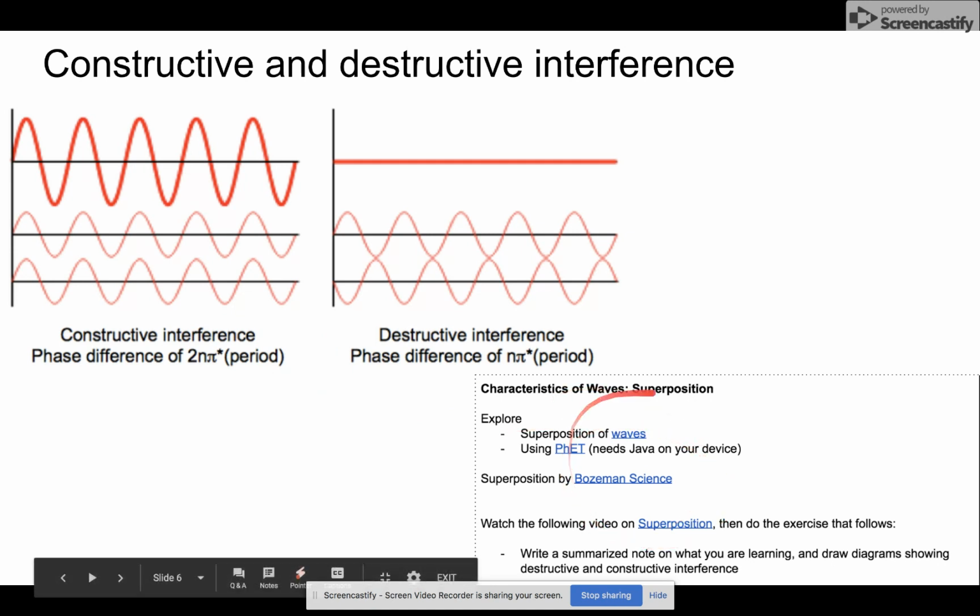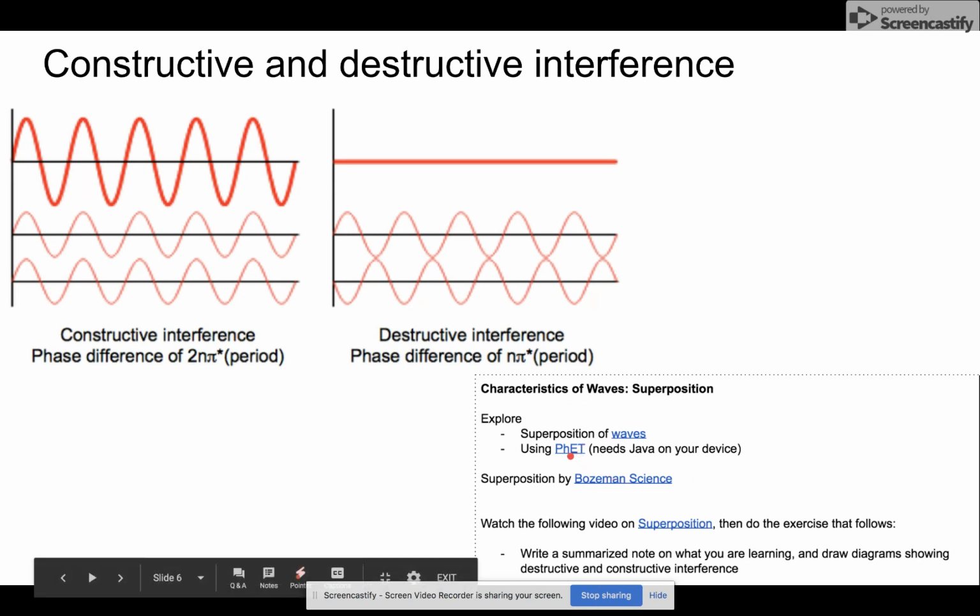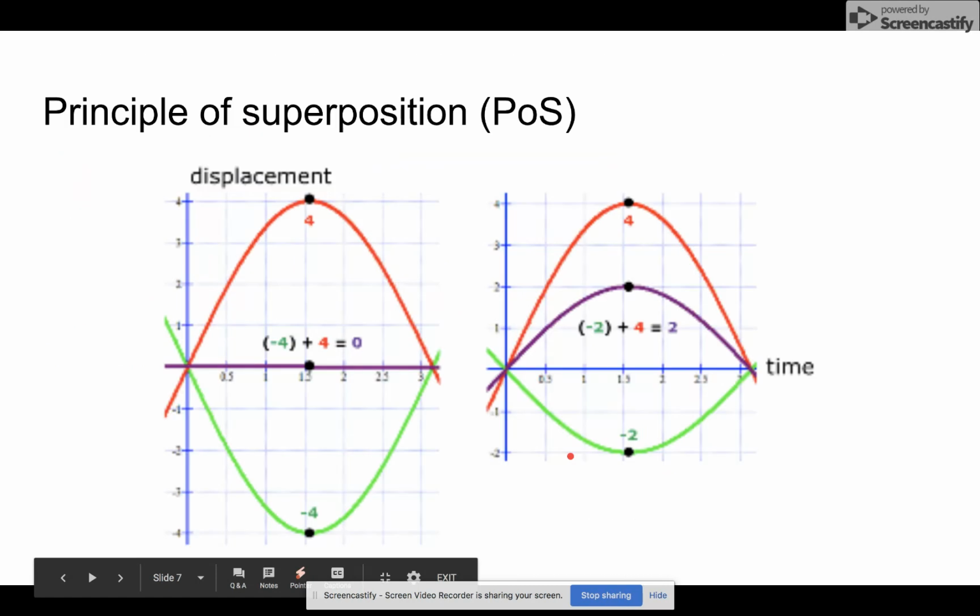Now, for you to find out more about superposition of waves, I would highly suggest and recommend that in 4.3, you go back to 4.3 and watch the following videos here and revisit the material. You can also use a simulation to help you understand this a bit more.